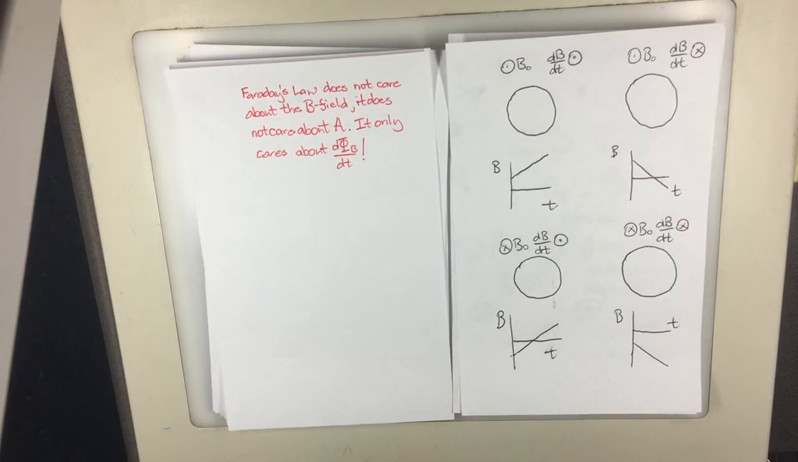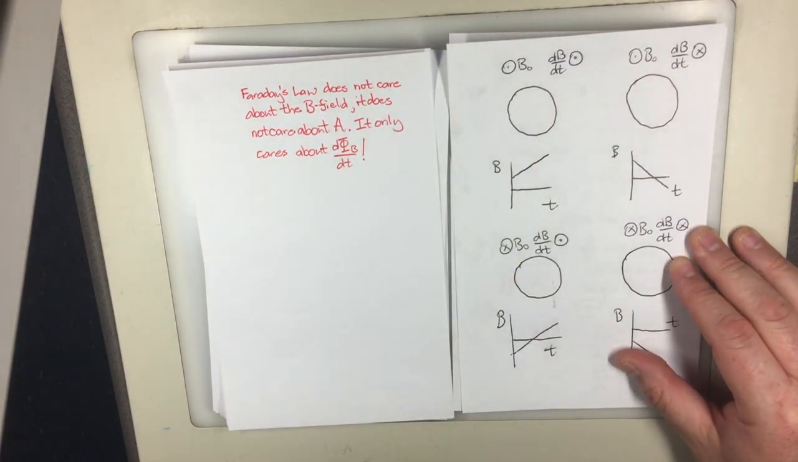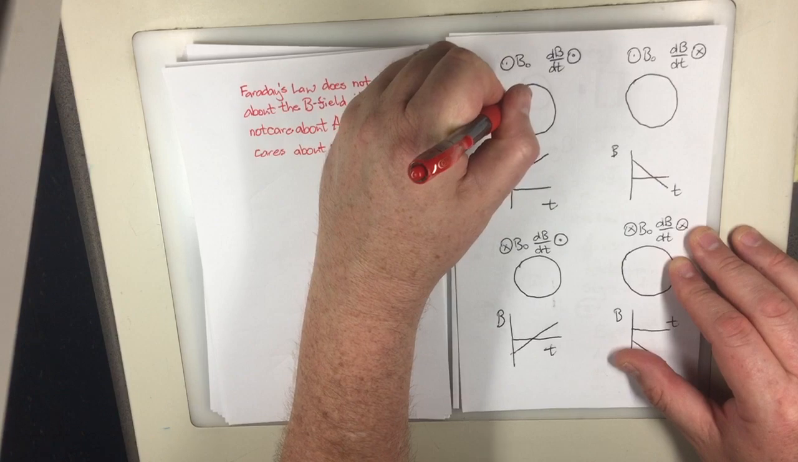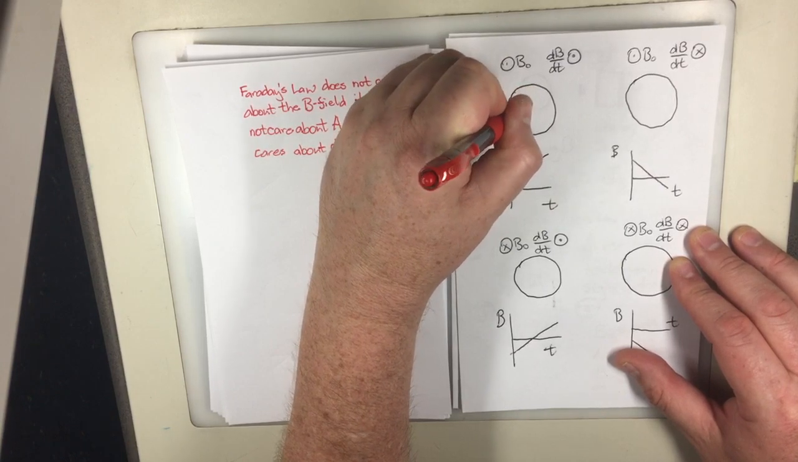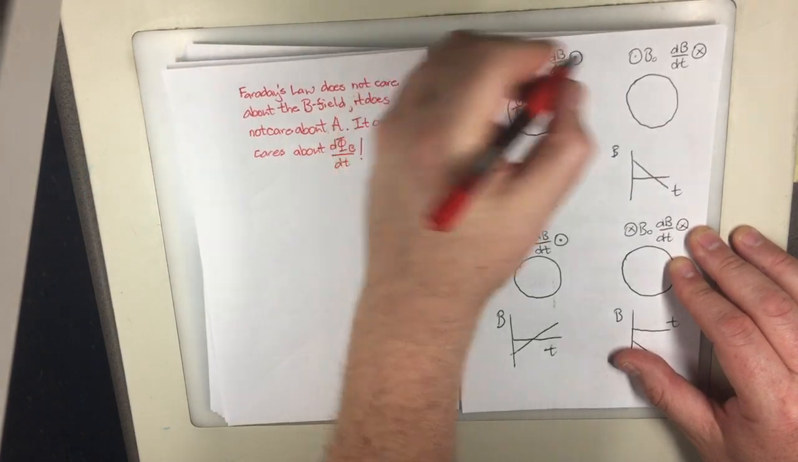In all of these cases, a lot of times people go, well, but the B field is out or the B field is in, and that is irrelevant. What is relevant is, what does the change in flux look like? Now in the situations above, the magnetic flux, and I'm going to draw the initial magnetic flux, is always in the same direction as the B field.